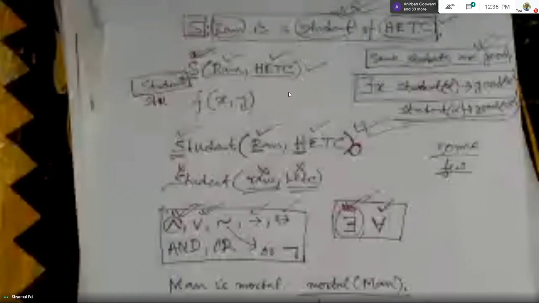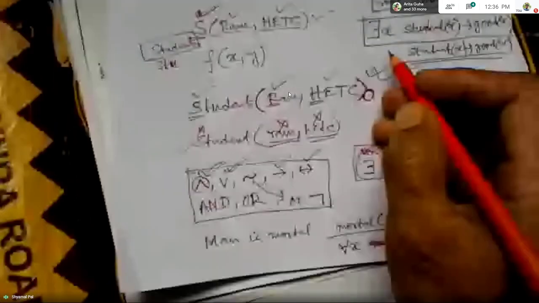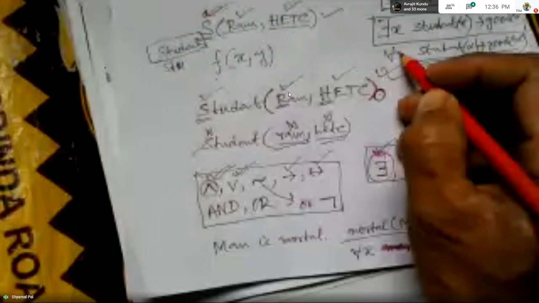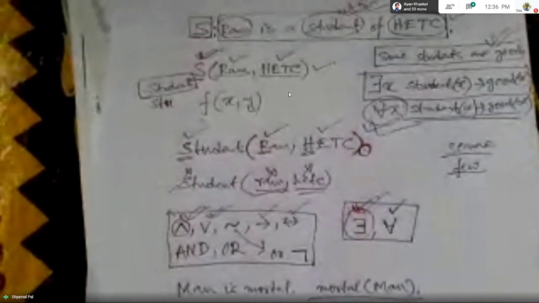Just look at this one. If you are not using any quantifiers, indirectly this means that for all x, student x is good x, that means if x is a student, then x is good. Not all students are good. But if you are not using for all x also, indirectly it's saying that for all x, student x is good x. So sometimes for all x, automatically it's by default for all is being taken.